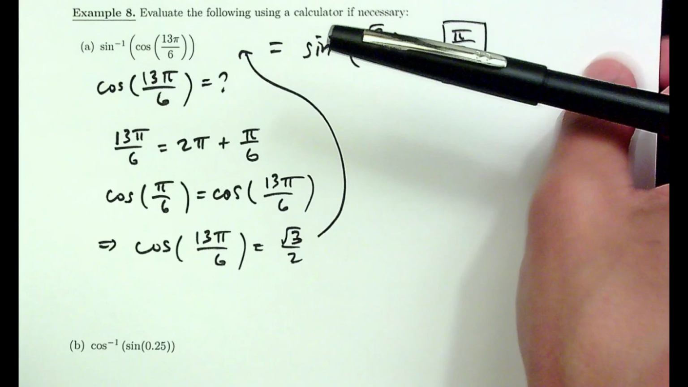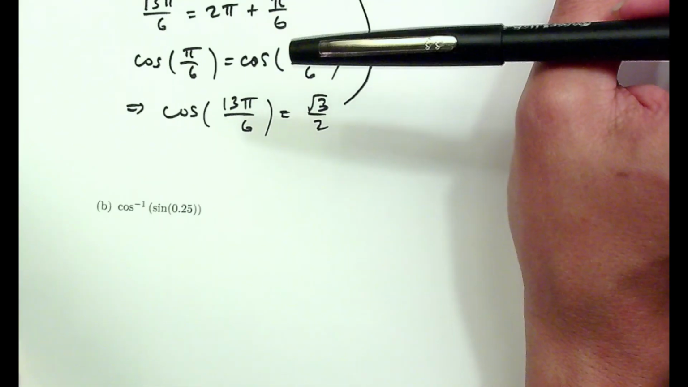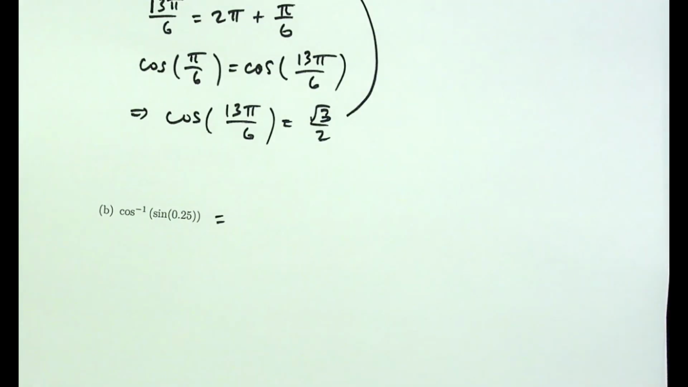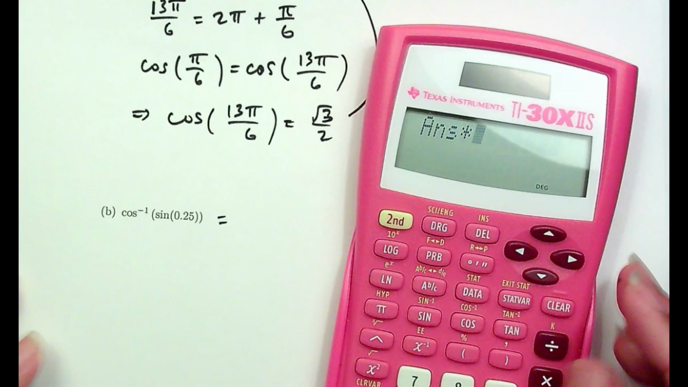All right, if it is not a special angle, you may use a calculator. This is not a special angle, so let's use a calculator for this one. And we're going to give the answer. Remember, unless specified, we use radians. That's the convention. We're going to use radians.